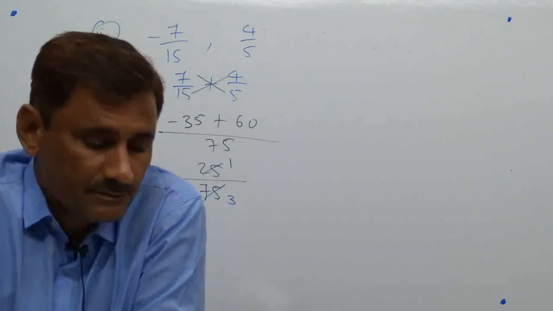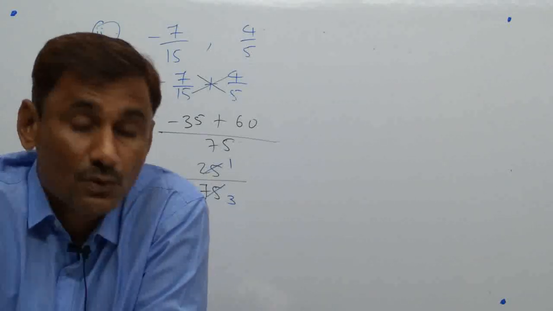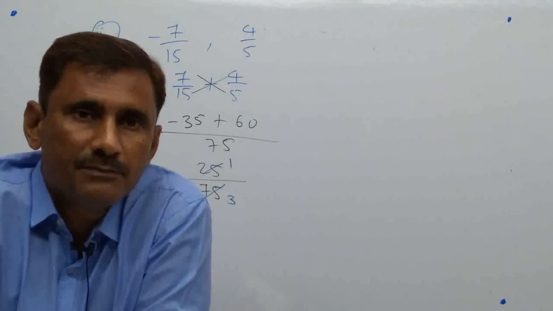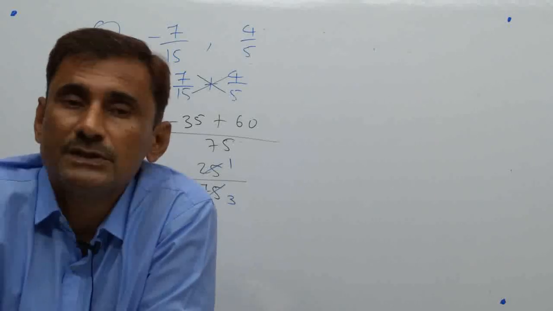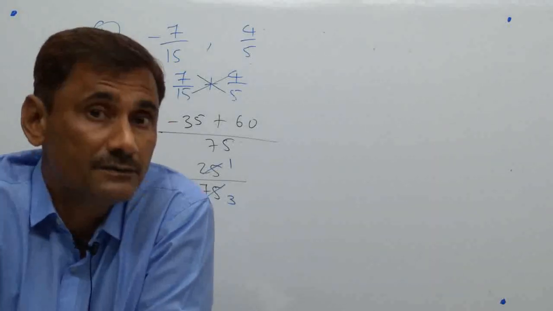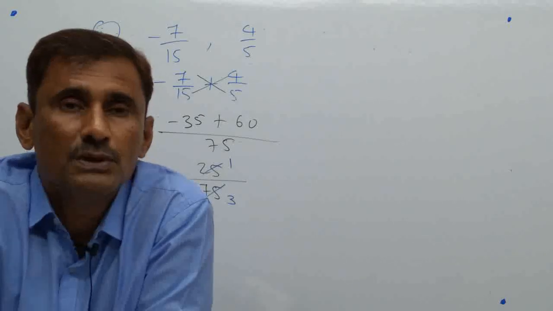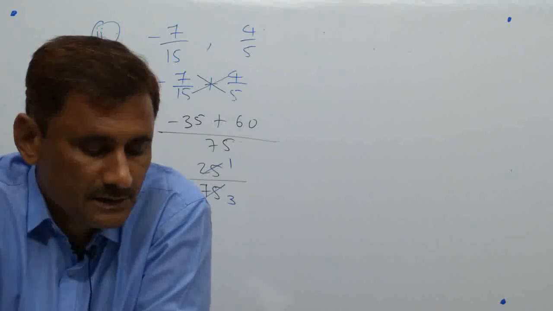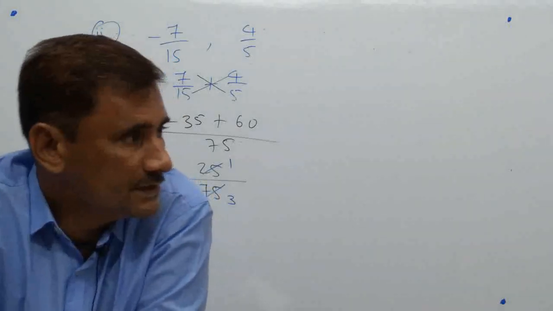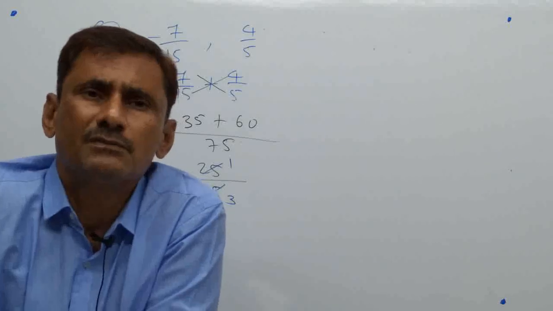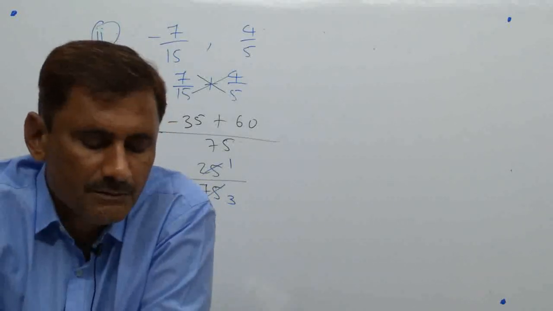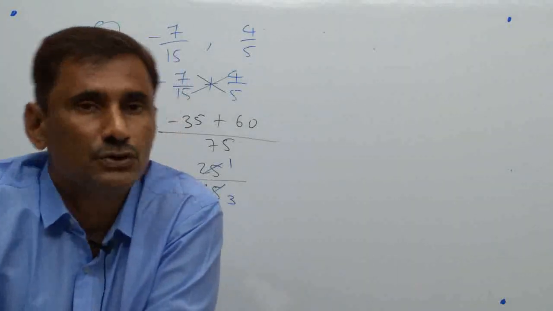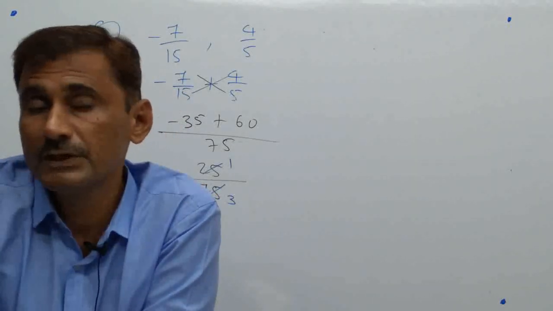Example number 9. Write the additive inverse of these. There is nothing to do: if minus is there, make it plus, negative to positive, positive to negative, that is the additive inverse. Nothing to do with the numbers, only the signs are changed. So first one, minus 21 by 40, so the additive inverse is 21 by 40. Second one, minus 6 by 7, so the additive inverse will be 6 by 7. So both become positive. If positive is given, you have to write negative.